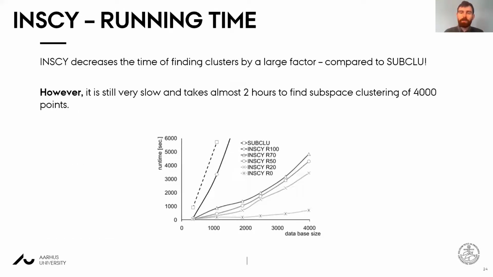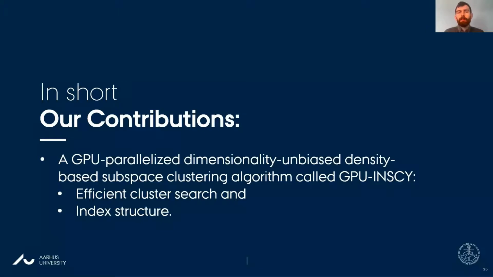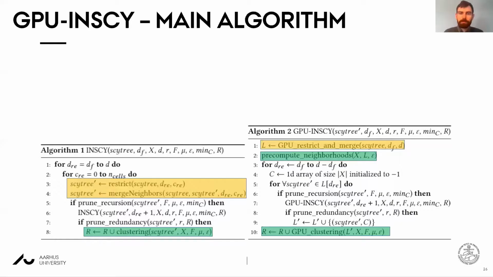InSky is a nice algorithm, but it is still slow, and in our own experiments, it takes 2 hours to find a subspace clustering of just 4,000 points. In short, our contributions are then a GPU parallelized dimensionality unbiased density-based subspace clustering algorithm called GPU InSky. This includes an efficient clustering search and indexing structure for the GPU.